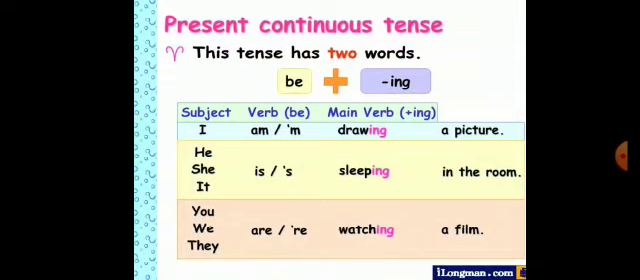So present continuous tense, you can see in this chart, we have the subject plus the be form or the helping verb plus the main verb with ing added to it. For example, with I we will always use am, I am drawing a picture. With he, she, it we use is. Like he is sleeping in the room, she is sleeping in the room, it is sleeping in the room. For you, we and they we will use are. So you are watching a movie, we are watching a film and they are watching a film.